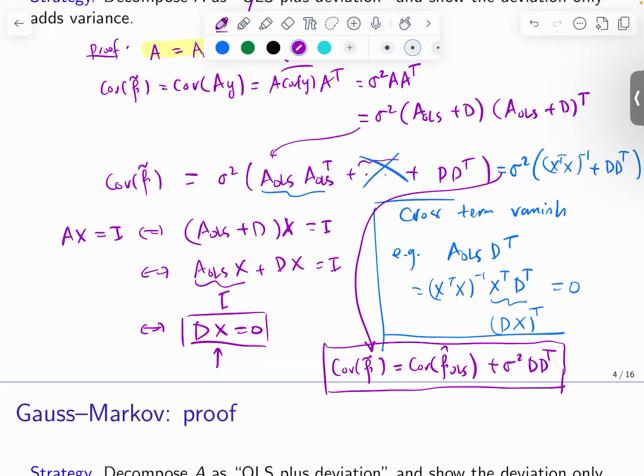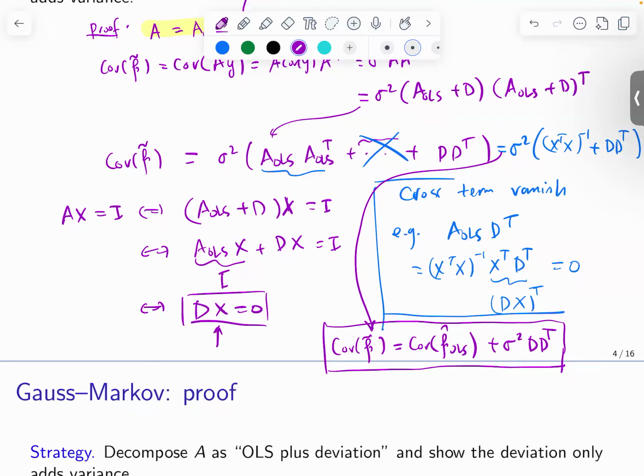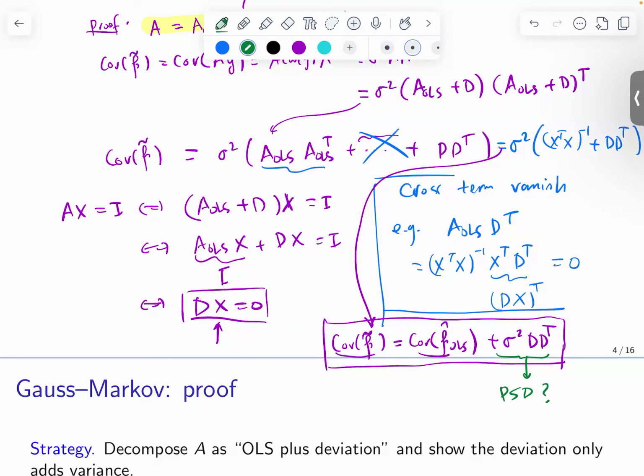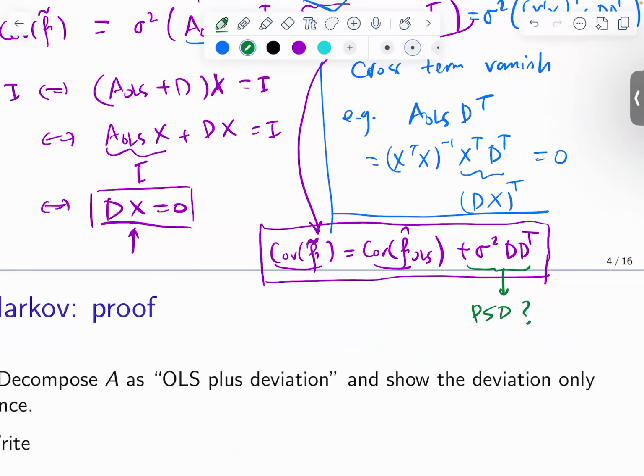Is this good enough? Are we done? D could be anything as long as it satisfies this, but I already used that. But is this giving me the result that I want? I want to show that this minus this is positive semi-definite. So I have to show that basically this is PSD, positive semi-definite. Is this positive semi-definite? The answer is yes, because that's the theorem, right? So why is this positive semi-definite?